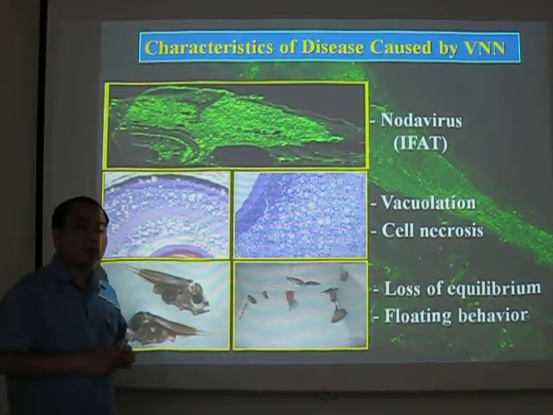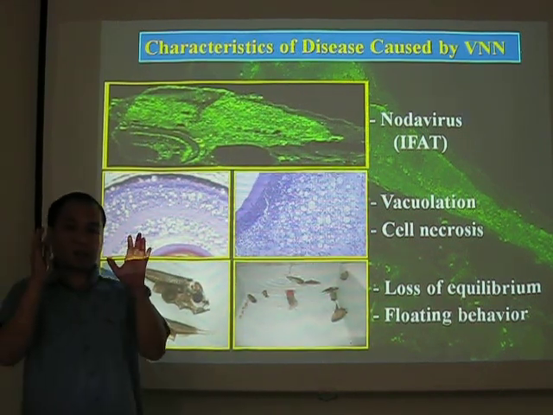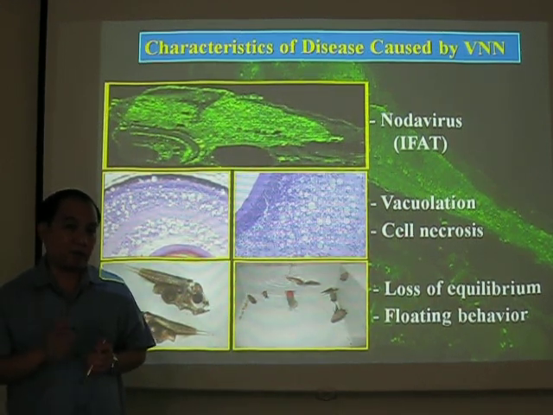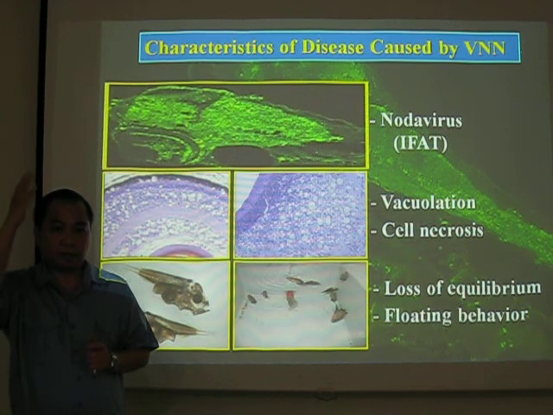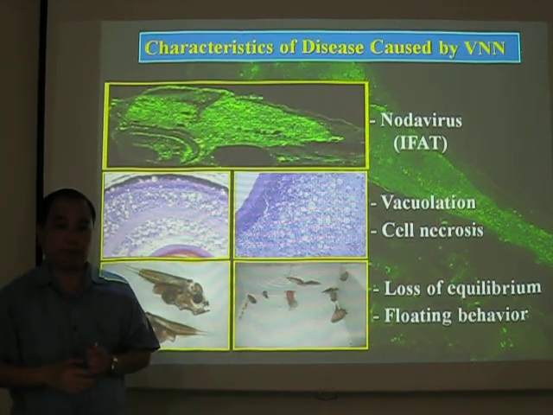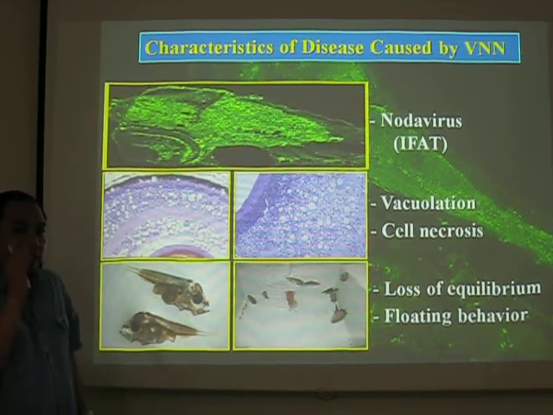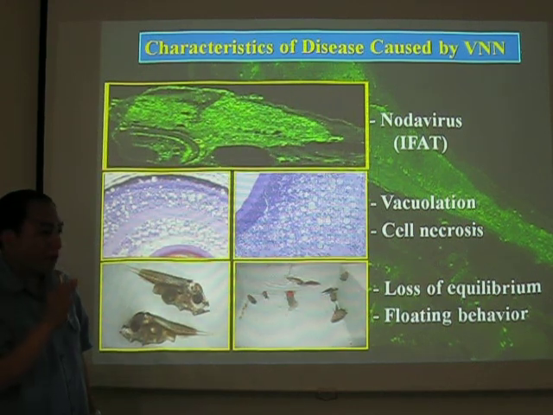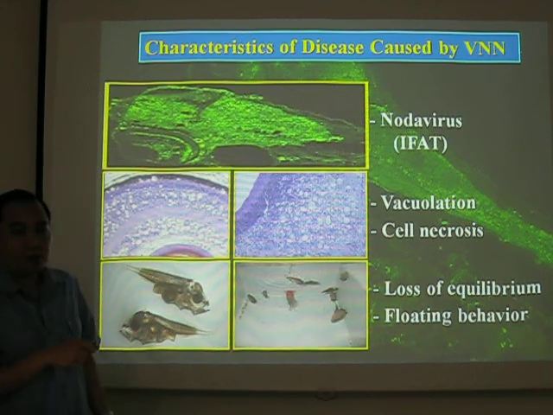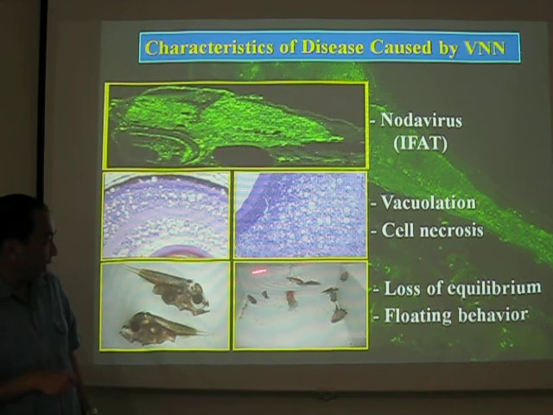What about the characteristics of viral nervous necrosis? Usually, the target organ of this disease caused by Beta-nodavirus is the central nervous system, which includes the brain and the spinal cord, and also the retina of the eye of the fish. As you can see in this slide, when Beta-nodavirus infects the fish, it produces vacuolation and cell necrosis of the tissue of the brain and retina of the eye.